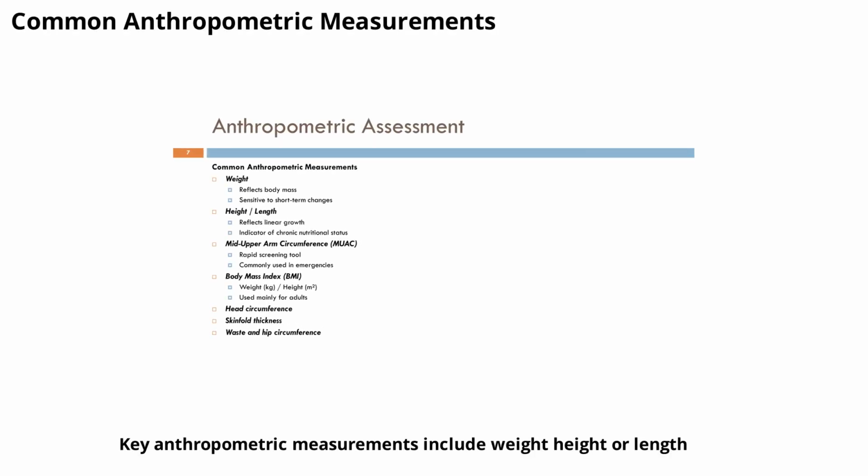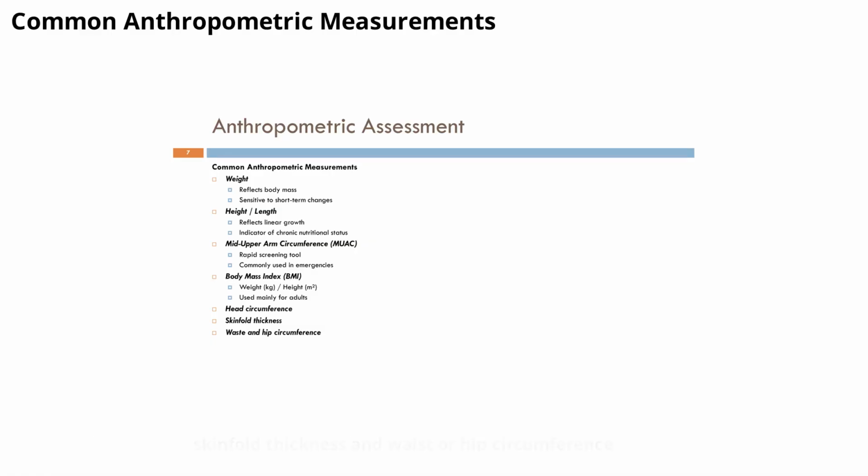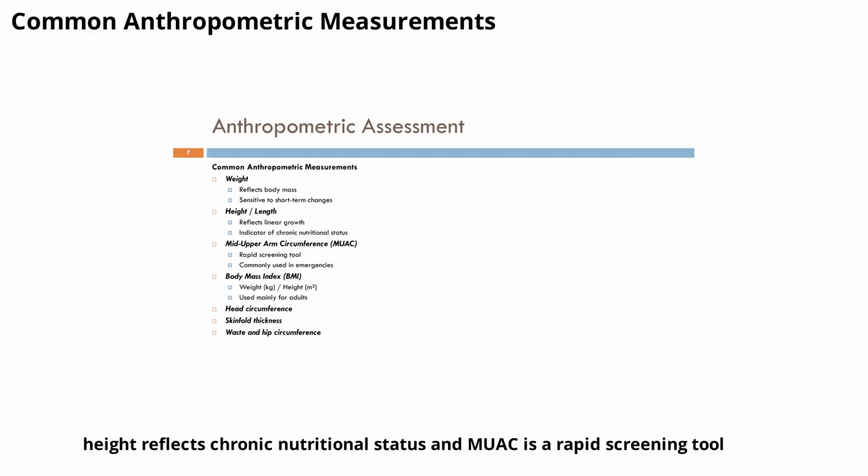Anthropometric measurements include weight, height or length, mid-upper arm circumference (MUAC), body mass index (BMI), head circumference, skinfold thickness, and waist or hip circumference. Each measurement serves a specific purpose. For example, weight is sensitive to short-term changes, height reflects chronic nutritional status, and MUAC is a rapid screening tool, especially in emergencies. BMI is mainly used for adults, while head circumference is important for infants.